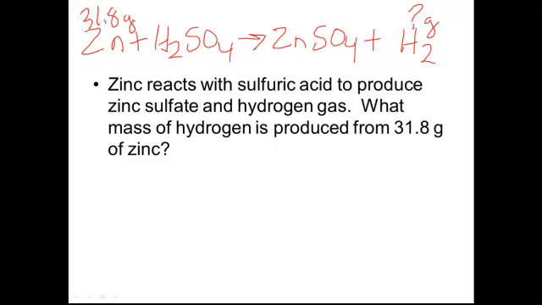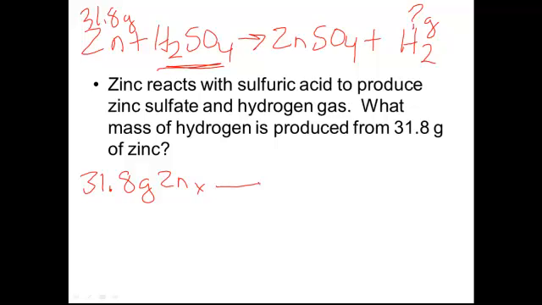Now again, we know this is not a limiting reactant problem because they're not giving us any information about sulfuric acid. So again, what we have to assume here is that we're going to have extra sulfuric acid. That's not going to be the one that runs out. So then we can just take 31.8 grams of Zn. We need to go to the periodic table here.